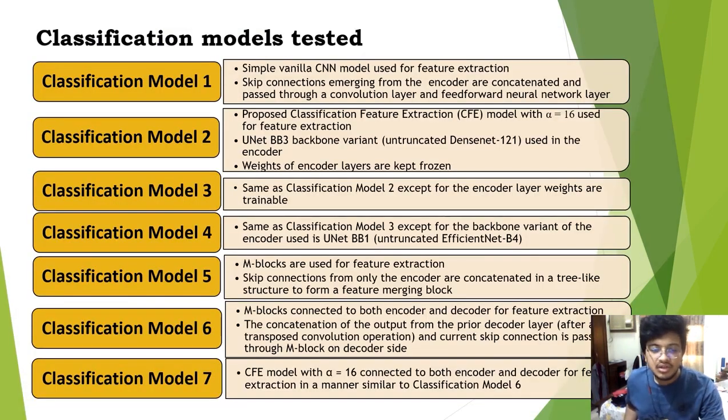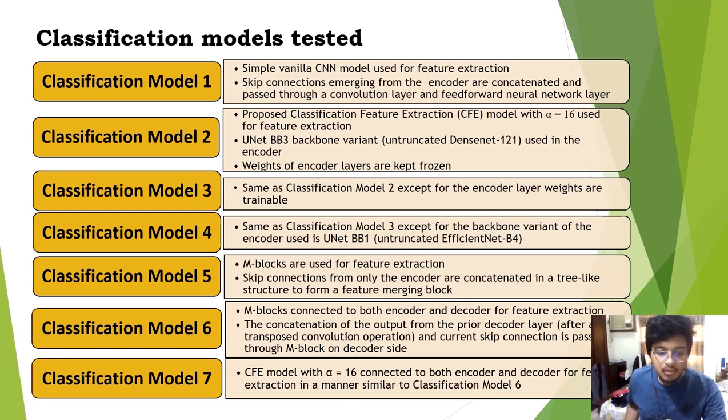We also tested 7 classification models. Model 1 consisted of a simple vanilla CNN feature extraction model which acted upon the skip connections from the encoder. Model 2 used the proposed CFE model with alpha equals to 16 and UNet Backbone 3 encoder variant for classification with encoder weights frozen.